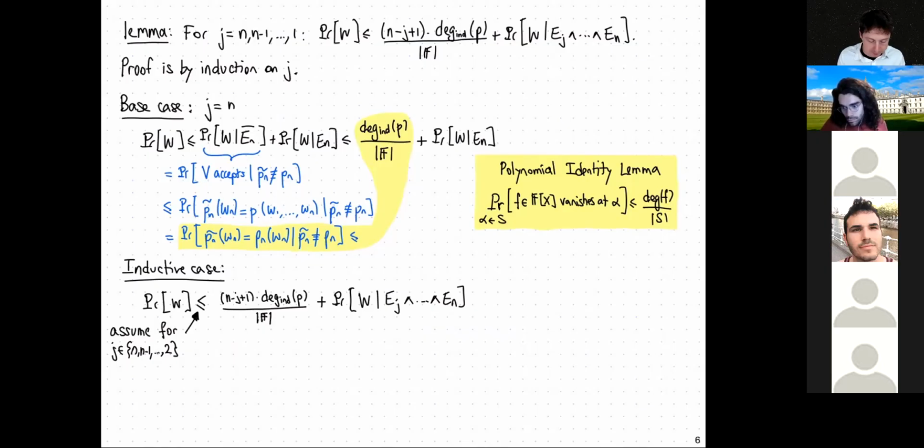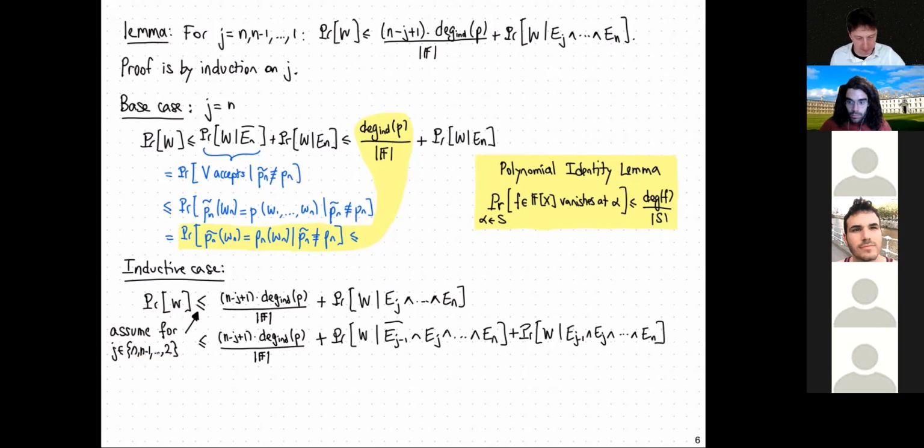So we have proved the claim for n-1 down to 2, for j which is in this interval, and we want to prove it for j-1. First, we're going to split up this event, which is analogous to what was happening here. Here we took this winning event and split it up into this one and that one. So in order to make progress, we have to take this event here and split it up.